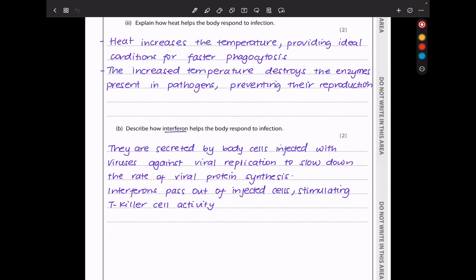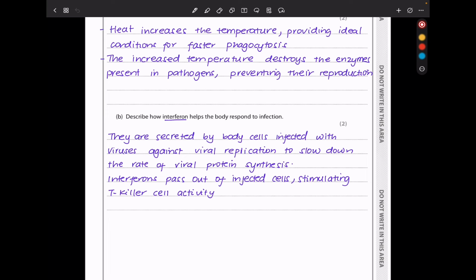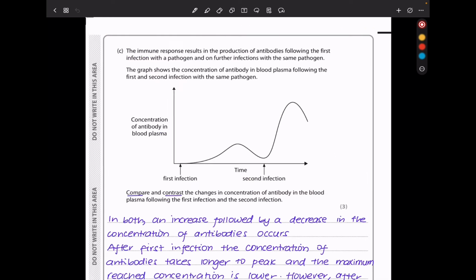In part B, describe how interferon helps the body respond to infection. Interferons are the body's response against viral infections. So these are going to be secreted by cells that are infected, and this is sometimes useful in triggering the T killer cells to destroy cells that have been infected. So I said they are secreted by the body cells infected with viruses against viral replication to slow down the rate of viral protein synthesis. Interferons pass out of the infected cells, stimulating the T killer cell activity.